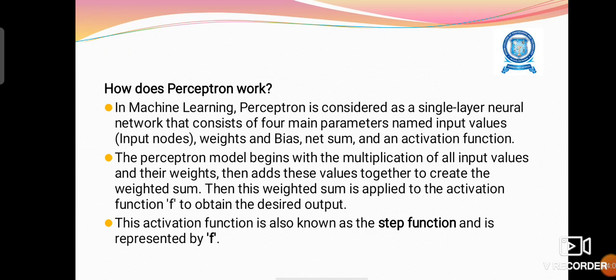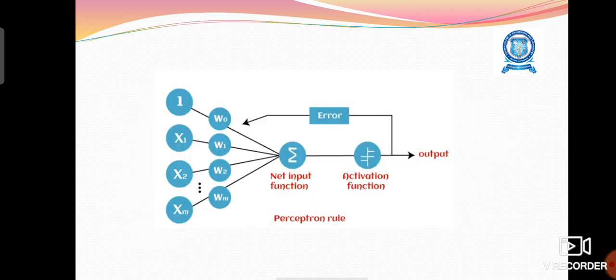How does Perceptron work? Perceptron is considered as a single layer neural network that consists of 4 main parameters named input values, weights and bias, net sum and activation function. The working of Perceptron model begins with the multiplication of all the input values and their weights, and adds these values together to create the weighted sum. Then this weighted sum is applied to the activation function to obtain the desired output. The activation function is also known as step function and it is represented by f.